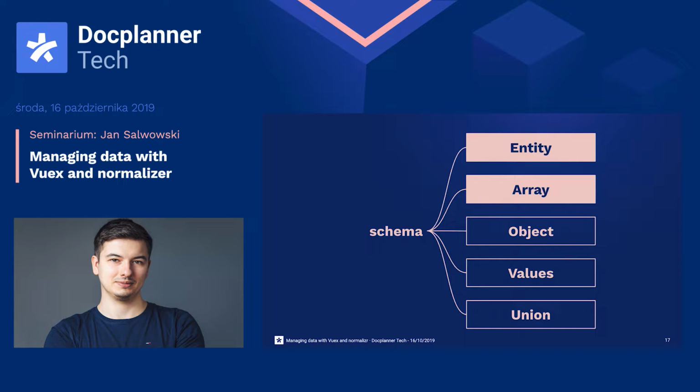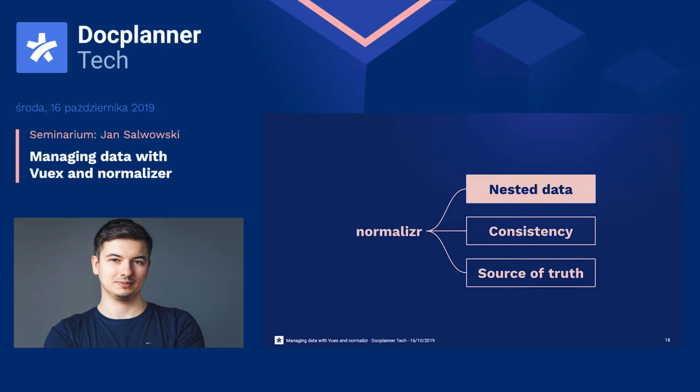We have 5 types of schemas that we can define, but from my experience, these two, entity and array, are the most common, and the rest is either some strange things going on in the API, or there are some edge cases. So, Normalizer will help us with nested data, because we will get it flattened. It may help us with consistency, because when we flatten the data from one response, it is consistent across. And with source of truth, because if we store this normalized data in one place, then we're good.